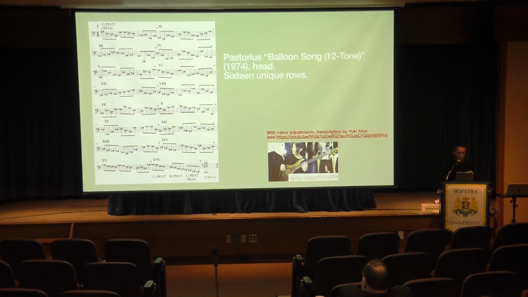As slide 6 shows, the ensemble in Balloon Song states 15 unique row forms, followed by a climactic row 16, composed of 3 pentatonic tetrachords related by thirds. The final tetrachord in row 16, a G pentatonic subset, is the same tetrachord that begins row 1, thus completing a varied return to the opening before landing on a cadential G7 sharp 11 chord.